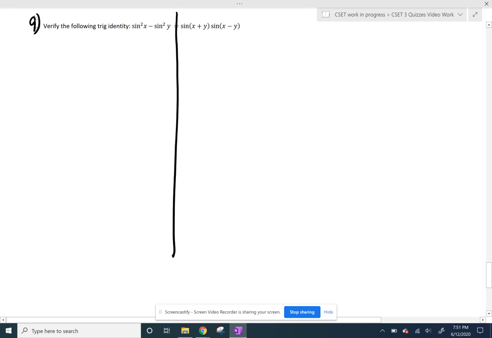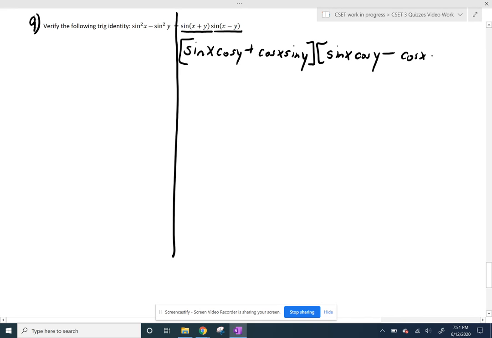So we're going to bust out our sum difference identities. So you have to have them memorized. Sine x plus y is sine x cosine y plus cosine x sine y. And then we're going to multiply that whole thing by basically the same thing with a different sign. So sine x cosine y minus cosine x sine y. Awesome.